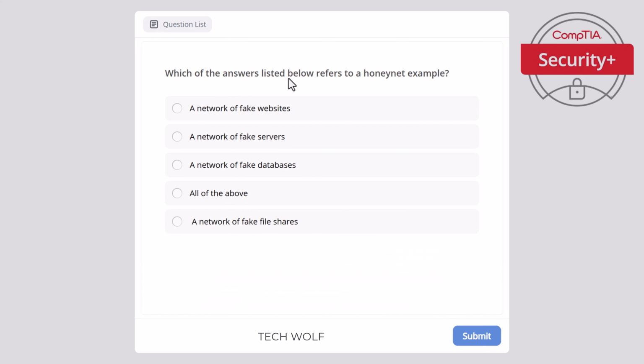Which of the answers listed below refers to a honeynet example? A network of fake websites, a network of fake servers, a network of fake databases, all of the above, this means that all answers could be correct, or a network of fake file shares. And the correct answer here is that all of these answers are actually correct.